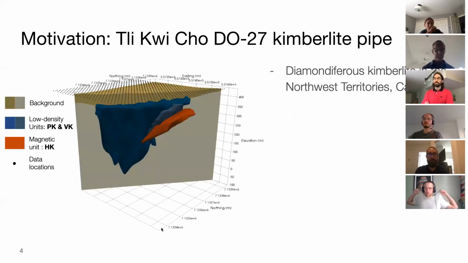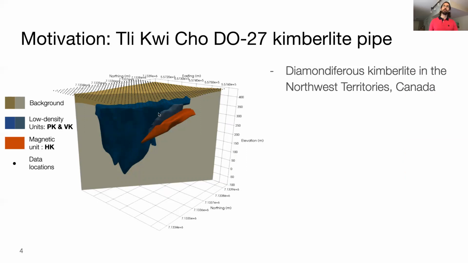This case study, we're going to use it as a motivation throughout this presentation, both in the synthetic and the real data case. So to present an overview of that motivation example, this is the geological model from boreholes of the DO27 kimberlite pipe in the Northwest Territories in Canada.